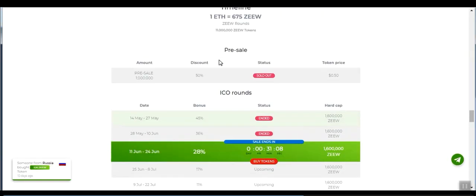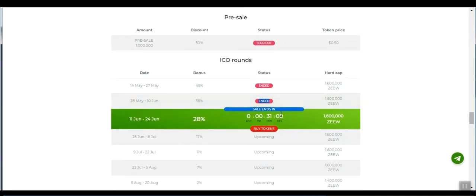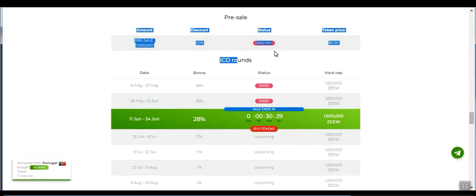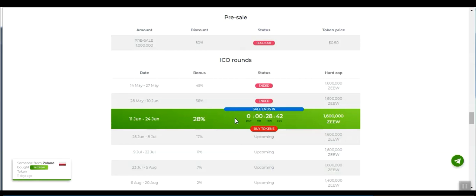Currently the Zeew ICO is quite successful, 100% sold in the pre-sale and to ICO. Only 30 minutes is the ICO round 3, I think Zeew will be as successful.